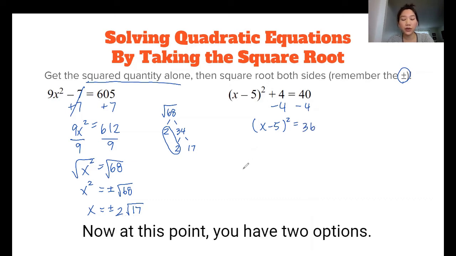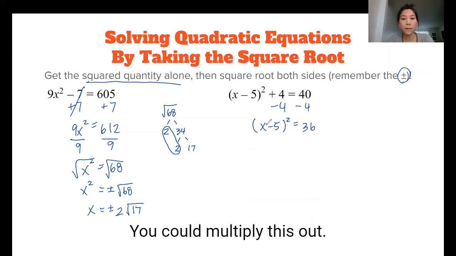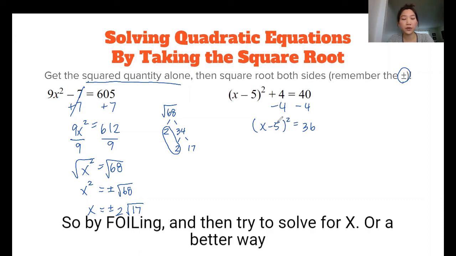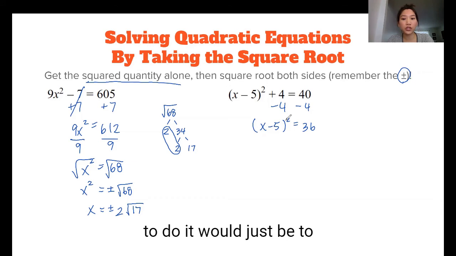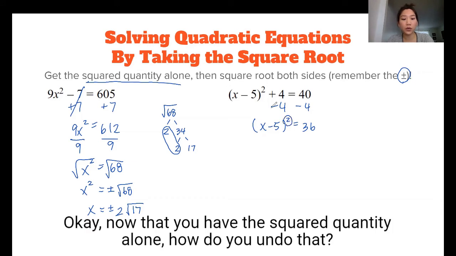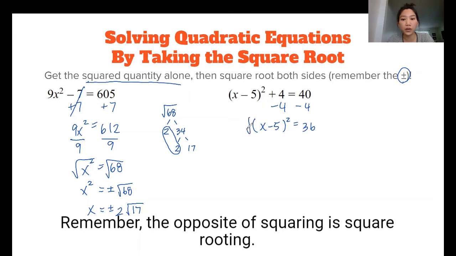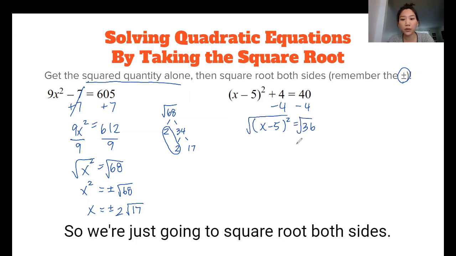Now at this point, you have two options. You could multiply this out, by FOILing, and then try to solve for x, or a better way to do it would be, now that you have the squared quantity alone, to ask how you undo that. And remember, the opposite of squaring is square rooting. So we're just going to square root both sides.